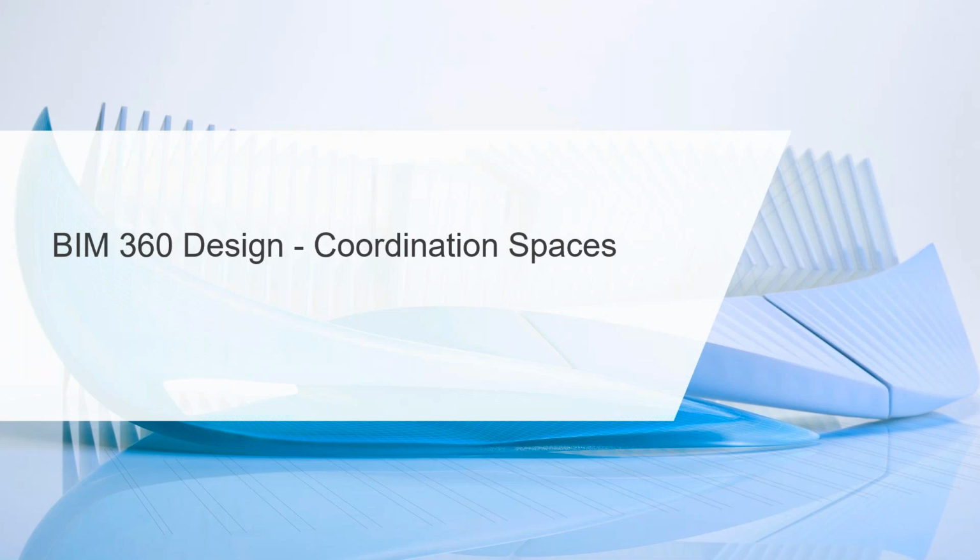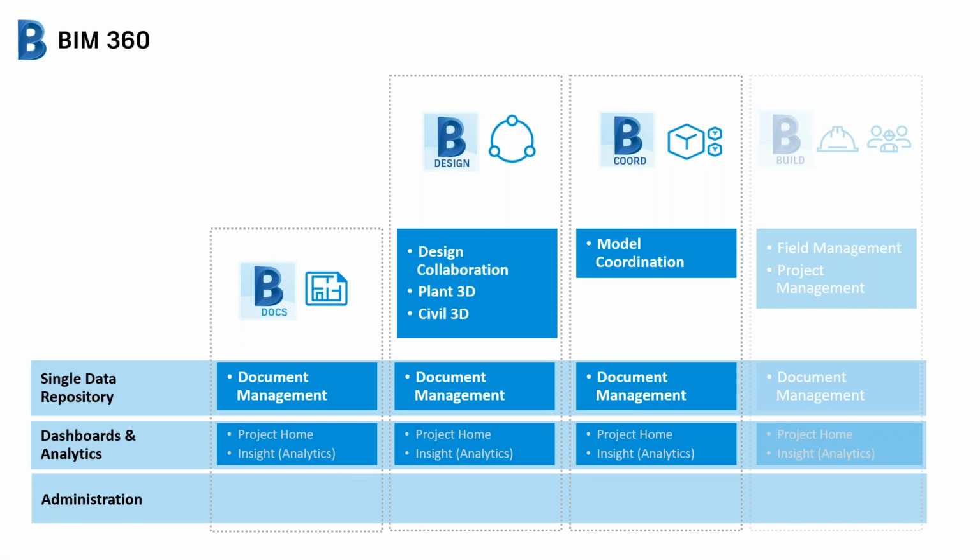Now, I don't see any additional questions, so I'm going to keep moving on and we'll touch on the coordination spaces. BIM 360 Design, if you haven't seen it before, is part of our BIM 360 suite of products. BIM 360 is a platform, and what we're looking at here is a bit of the structure of the platform itself. For this next section, we're going to be discussing how to coordinate between Plant 3D, Revit, and other design tools using the features of BIM 360 Design and Coordination suites, which is built upon our BIM 360 platform and the BIM 360 Docs foundational module.